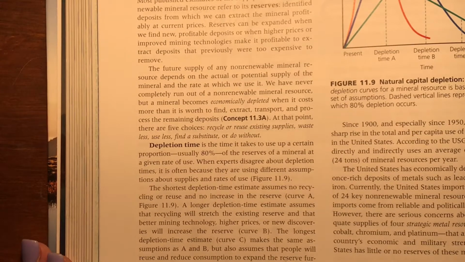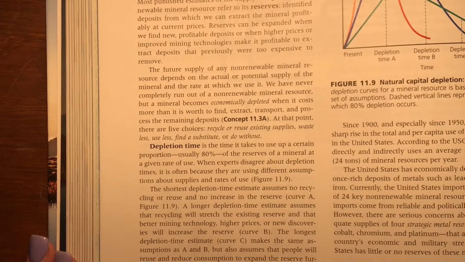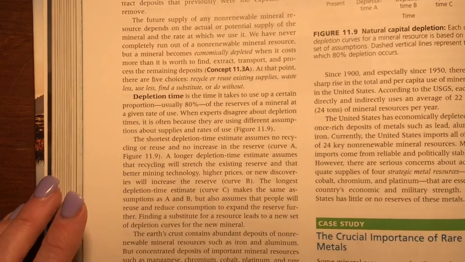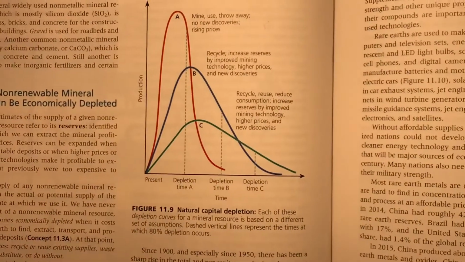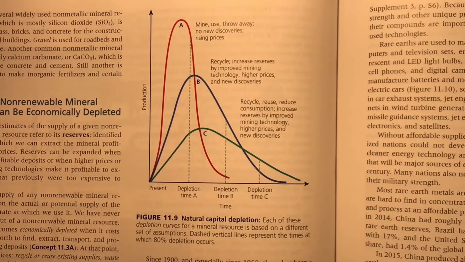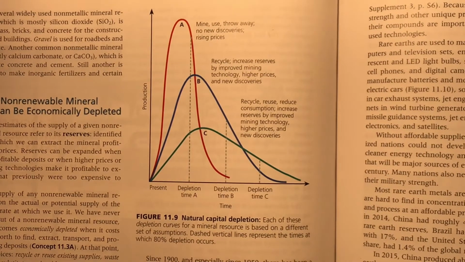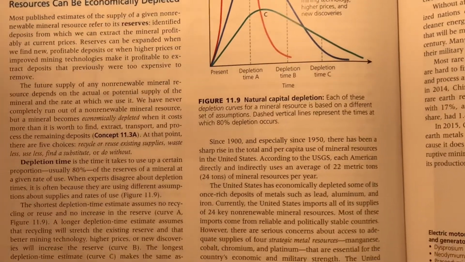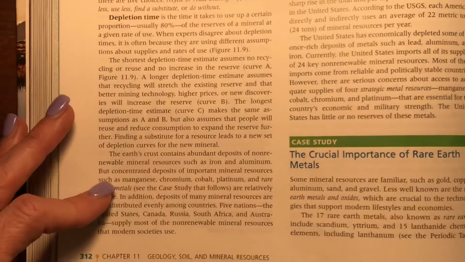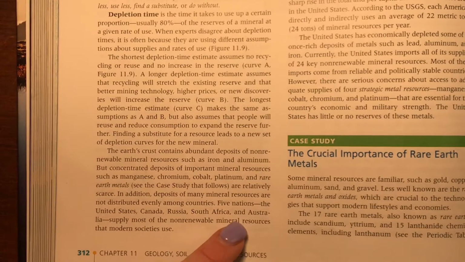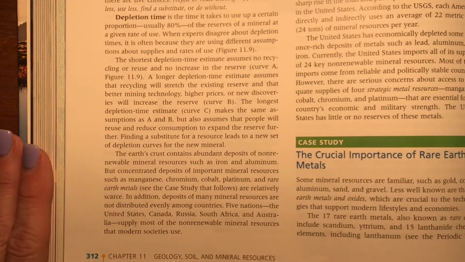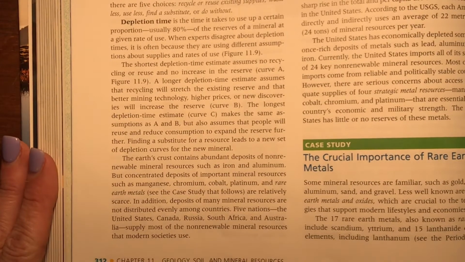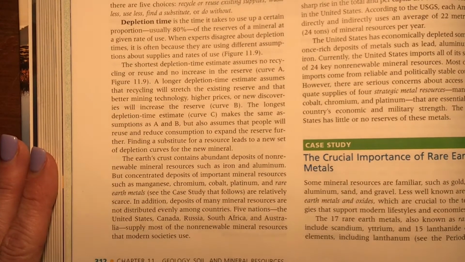Okay, so what 5 countries supply most of the non-renewable mineral resources that modern societies use? So here again is depletion time. Recognize what depletion times look like on graphs. Remember that this national exam is going to be pretty graph heavy, so be able to read a depletion time graph. Right here. The US, Canada, Russia, South Africa, and Australia. So pretty much the 5 countries that you would expect.